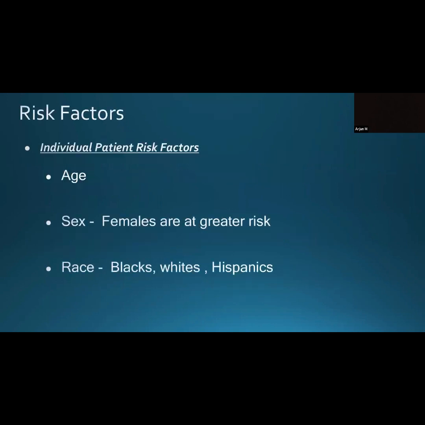Now, with regards to risk factors, I have categorized them into 3 categories. One is the individual patient risk factors, another is the cancer-induced risk factors, and the third is the cancer treatment-related risk factors. So we'll start with the individual patient risk factors. The first risk factor is age. As you're all aware, with the increase in age, the risk of developing a thrombotic event is also rising exponentially. And this risk is also attributed to chemotherapy and surgical intervention.